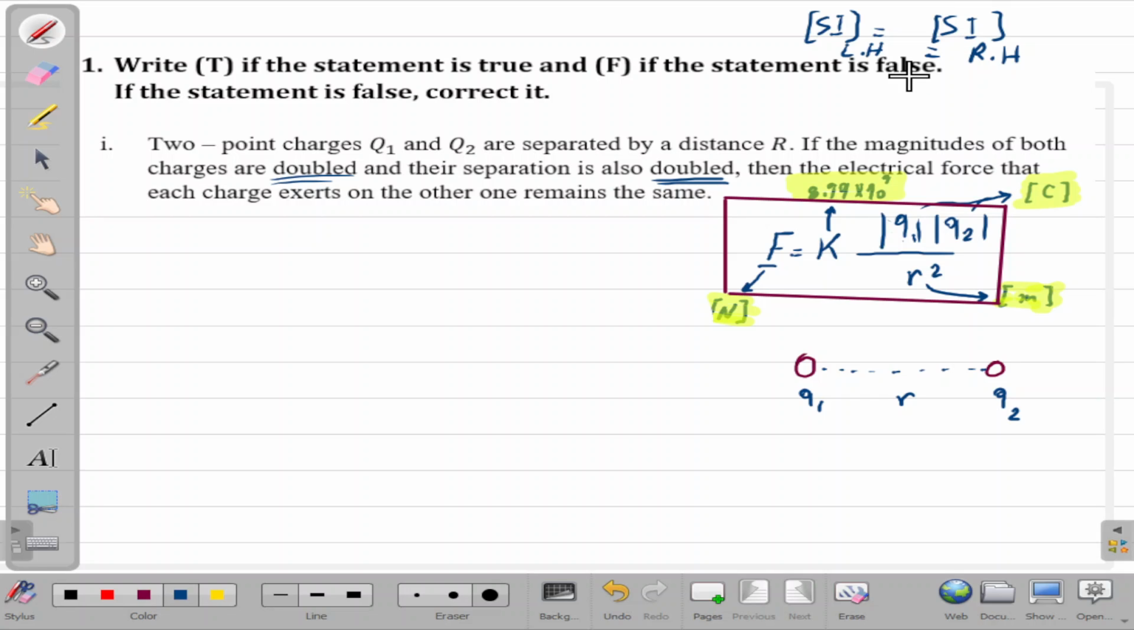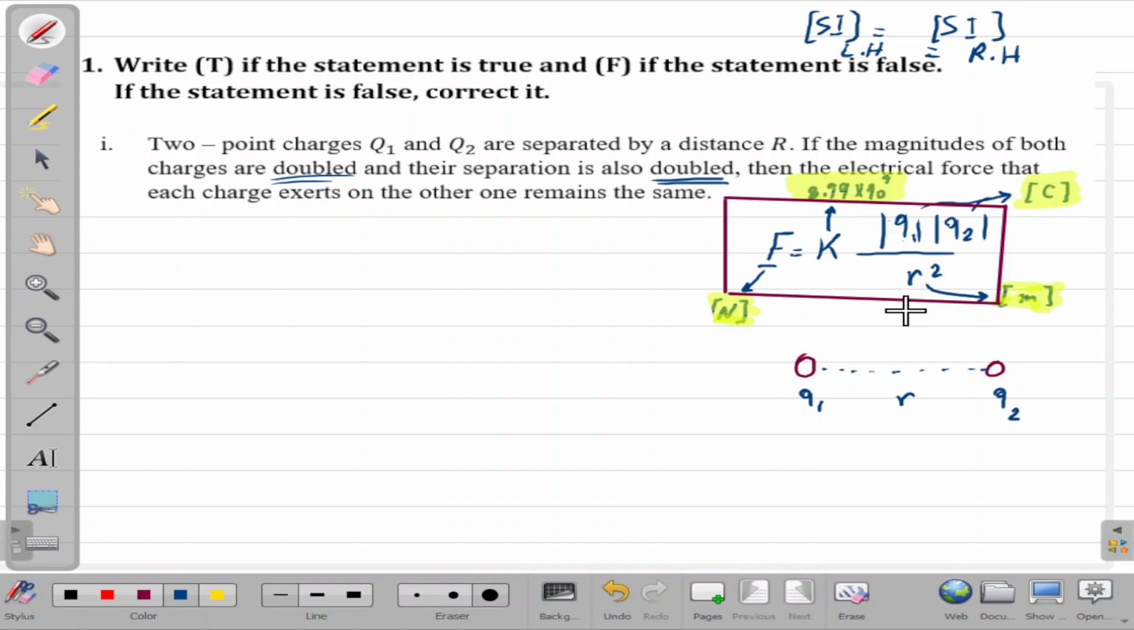In other words, if on the right hand side some of the units are not in SI units, we need to do the converting. So we need to convert the non-SI units into SI units in order to get SI units on the left hand side. Moreover, we know that this relation gives us the link between Q1, Q2, R and F.